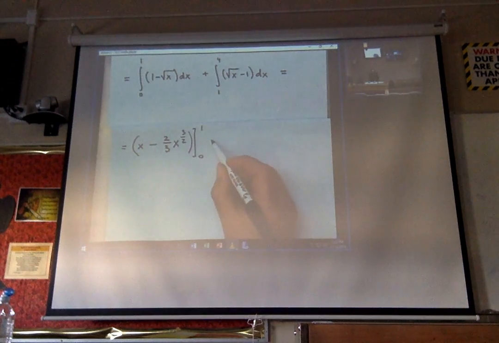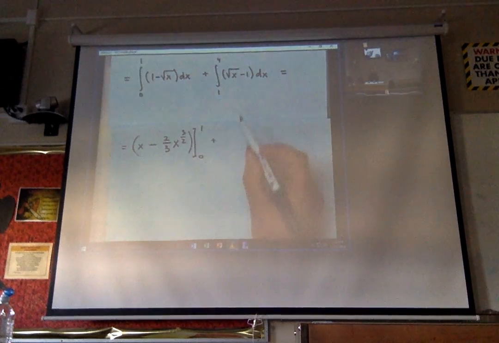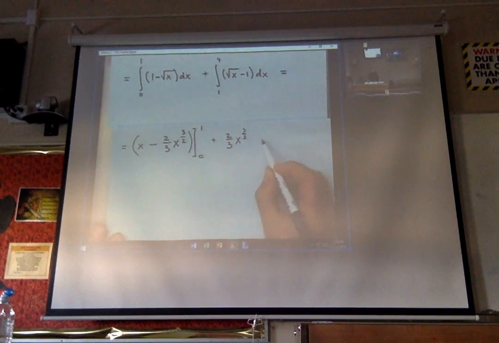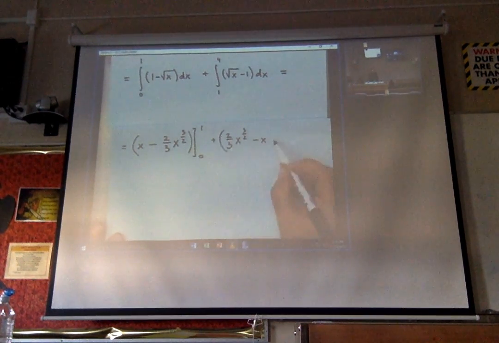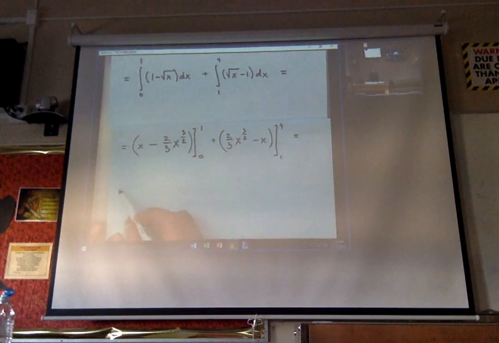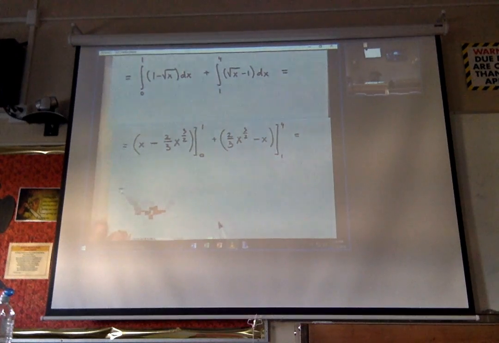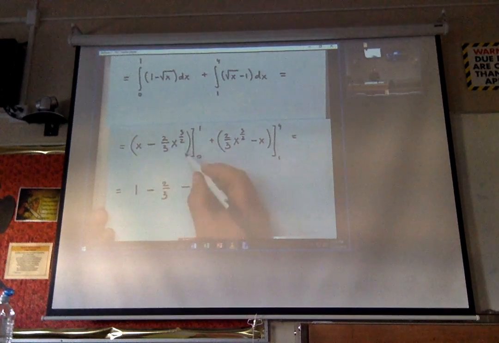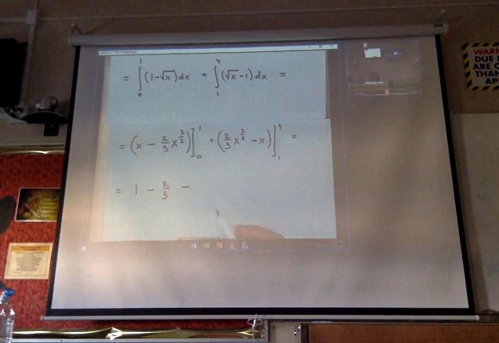So that's this one. Moving to this one, it's still the square root of x, right? So that will be 2/3 x to 3/2 minus x. But now I have to go from 1 to 4. So we're going to substitute, and I'll just give you the answer. I don't care if you go through little steps knowing what that is. So here we'll get 1 minus 2/3, right? That's what you get when you substitute 1. And then minus, if you put 0, you'll get just 0, so I'll put minus 0.